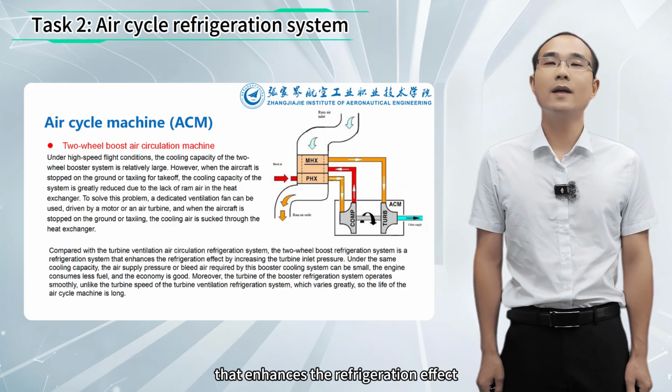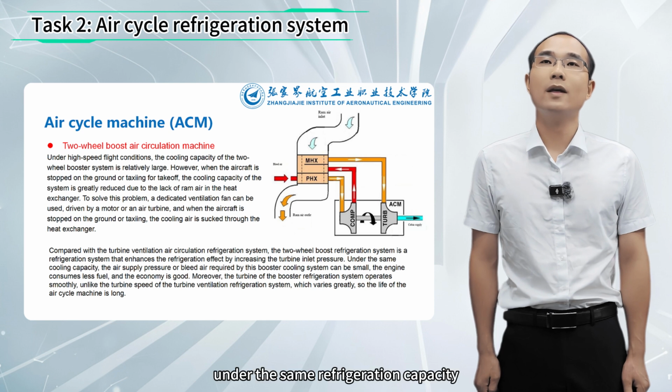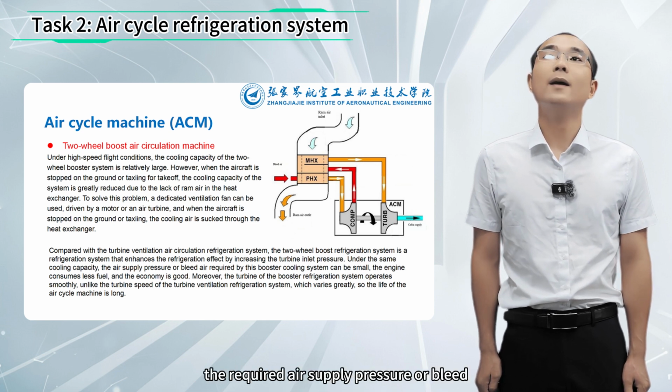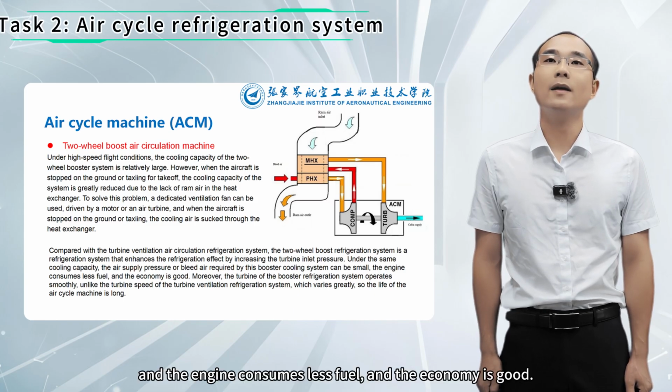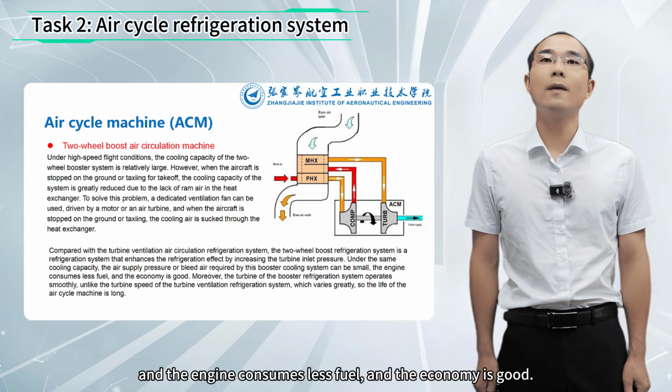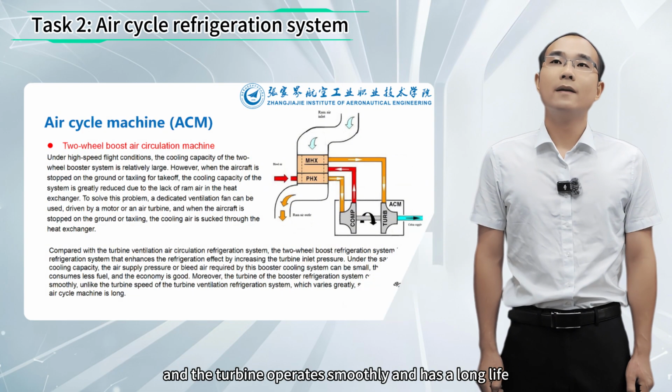Compared with the turbine ventilation type, the two-wheel boost refrigeration system is a refrigeration system that enhances the refrigeration effect by increasing the inlet pressure of the turbine. Under the same refrigeration capacity, the required air supply pressure or bleed air volume is small, and the engine consumes less fuel, and the economy is good, and the turbine operates smoothly and has a long life.